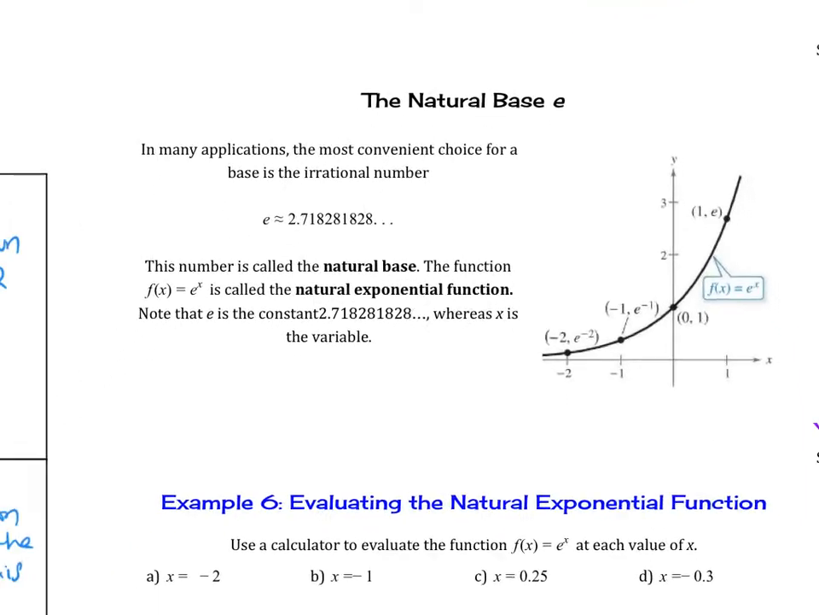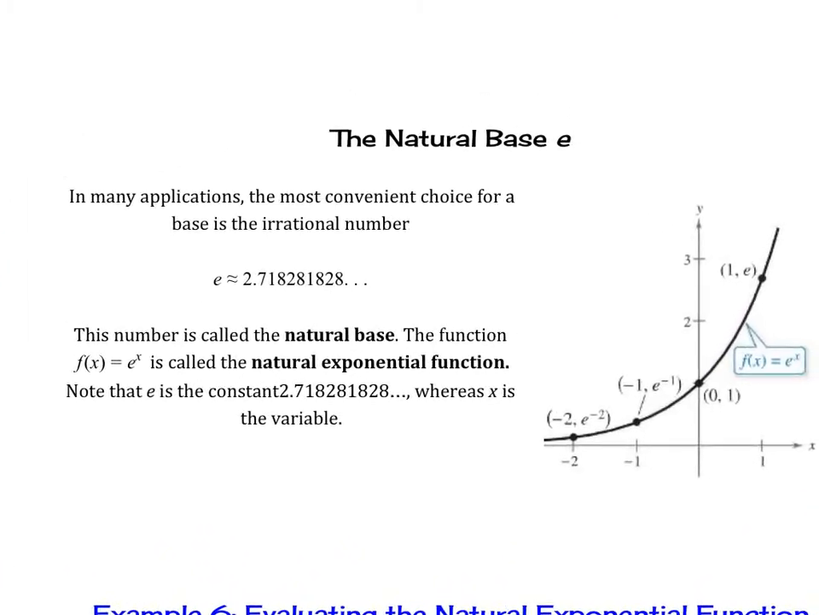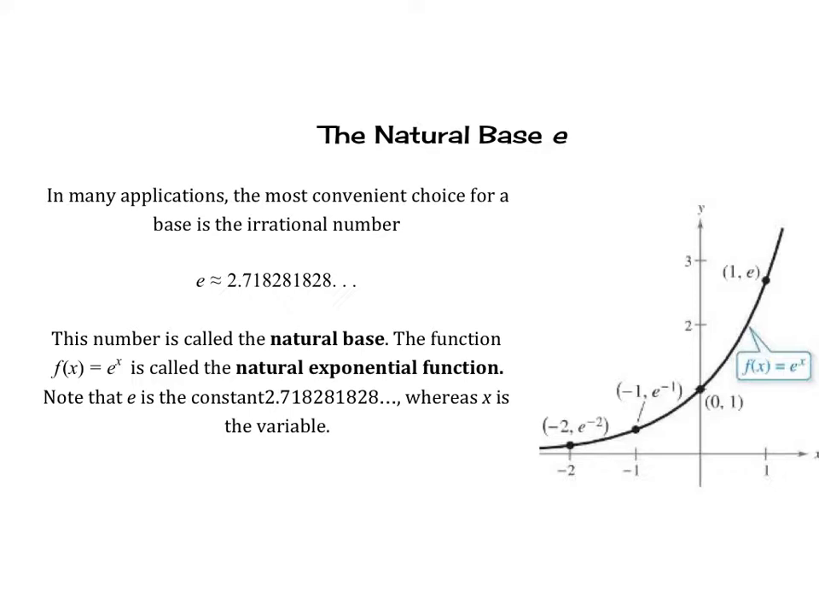Let's take a look at the natural base e. In many applications, the most convenient choice for a base is the irrational number e, which is approximately 2.718281828, and goes on forever. This number is called the natural base. The function f of x equals e to the x is a natural exponential function. Note that e is a constant, 2.718281828, where x is the variable. Here's the graph to the right.